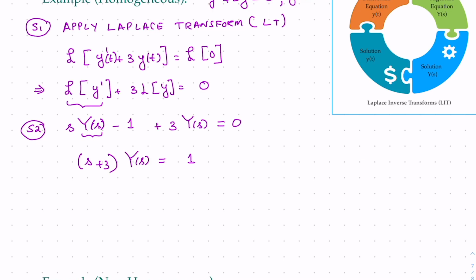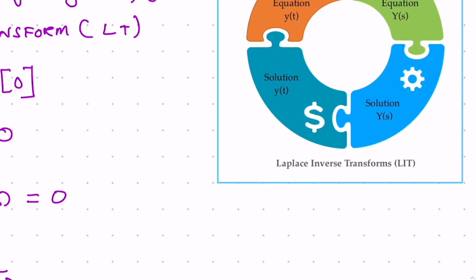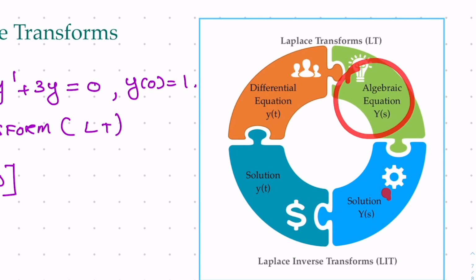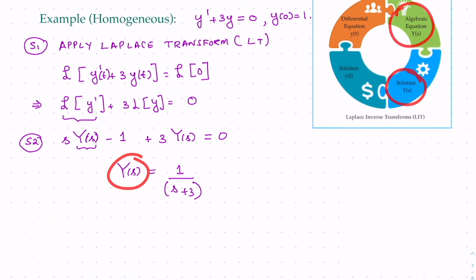If I simplify this, ladies and gentlemen, you would agree with me that this is going to go down over there as 1 over that, right? So let me do that. Then Y of s is going to be 1 over s plus 3, right? The next step, so we are right here. Now we have, again, it's algebra, it's easy. From the algebraic equation, we have a solution, capital Y of s. That's all we have.